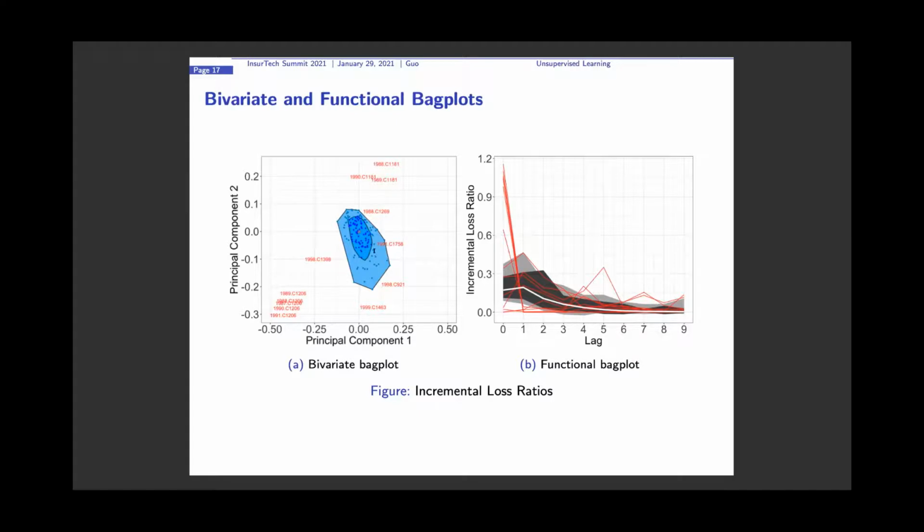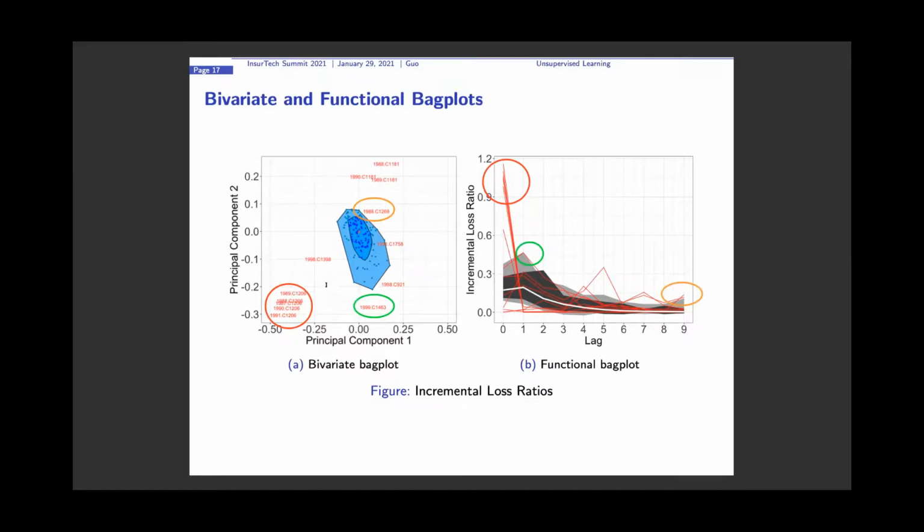Apologize for the wrong color matching, but the dark gray area is supposed to house the middle 50% of the observations, and the light gray means the 99% fence. And the outlying curves are pictured as the red.